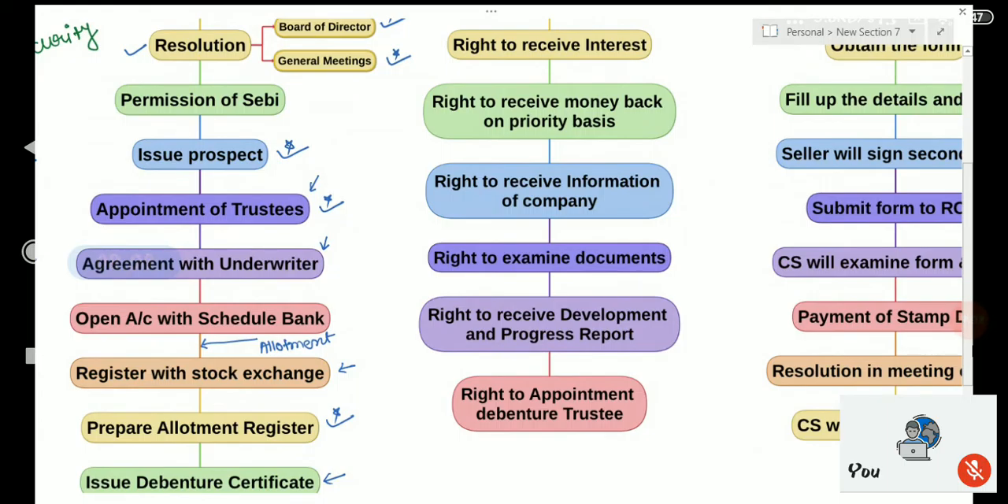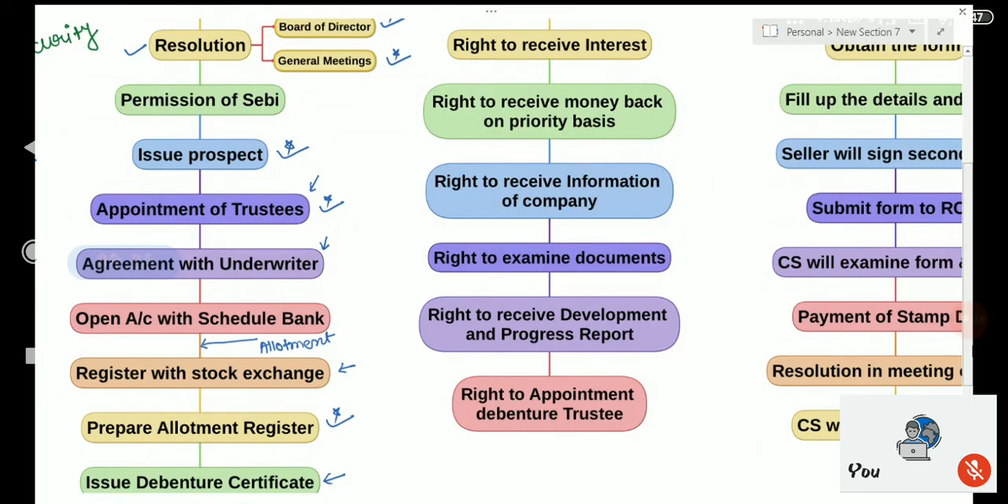But at that point of time, people will never put trust on the company until and unless the appointment of debenture trustees has been completed. So the company will appoint debenture trustees. Once debenture trustees are appointed, then the public is assured. But still, what about the assurance of the company? So here the company will also get assurance.